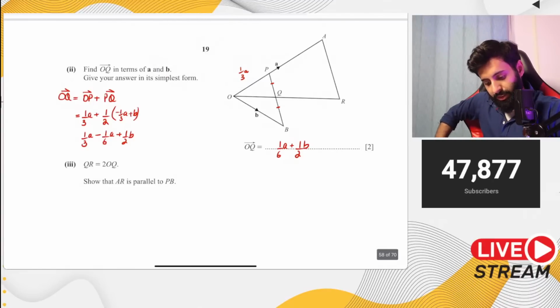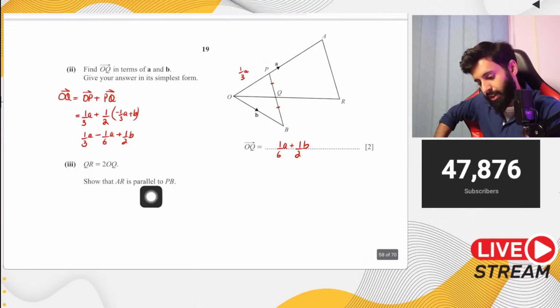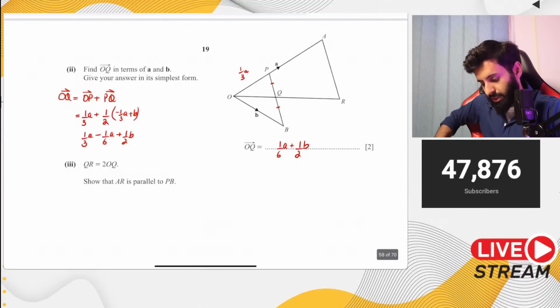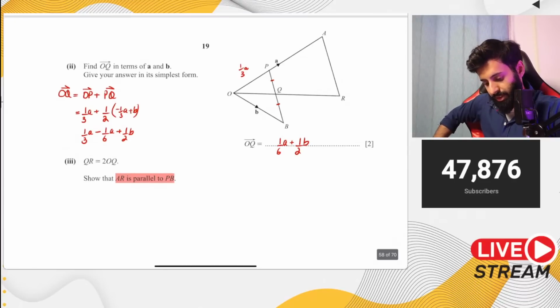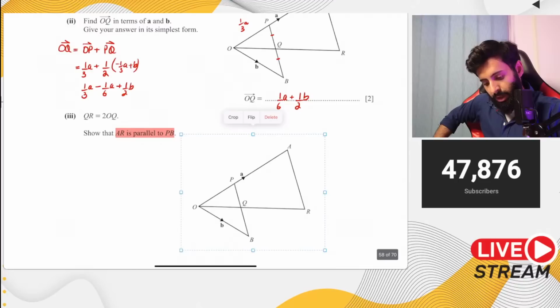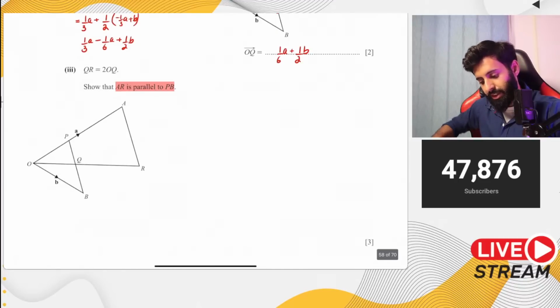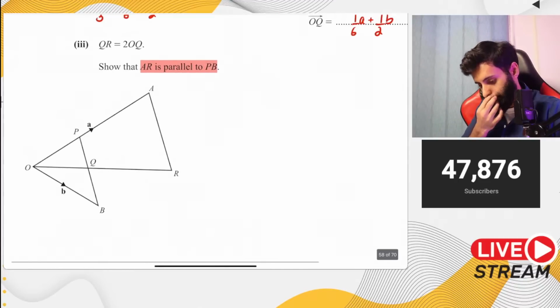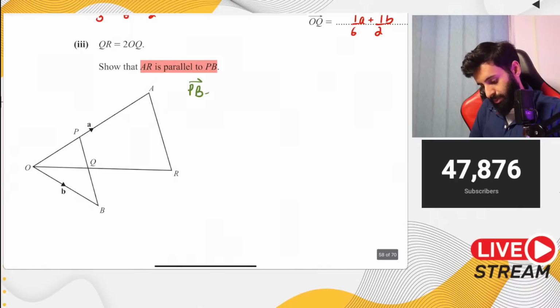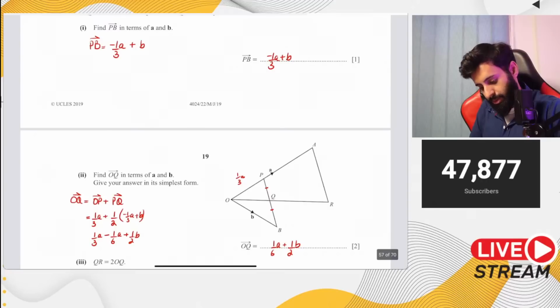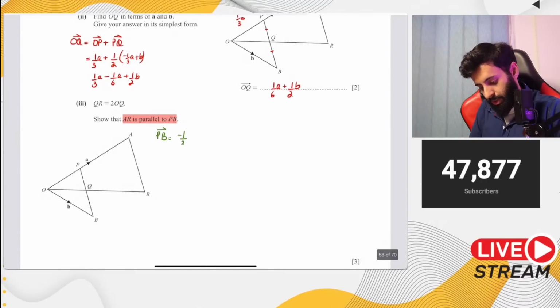So it says here QR is equal to 2 times OQ. Show that AR is parallel to PB. Now remember, just like how we show collinear vectors, we show parallel vectors the same way, and of course vice versa. Parallel vectors and collinear vectors are treated the exact same way. Now we already know what PB is. PB we worked out earlier is minus 1 upon 3A plus B.